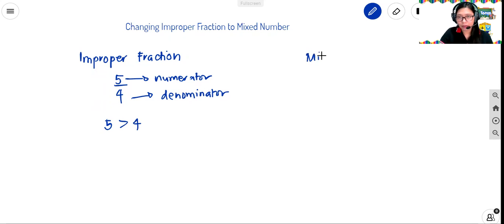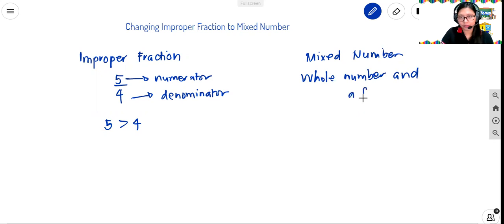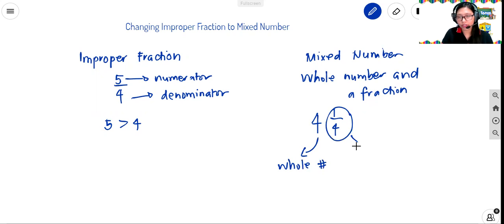Now, what is a mixed number? A mixed number is composed of a whole number and a fraction. So for example, we have 4 and 1/4. 4 here is the whole number, while 1/4 is the fraction. So again, a mixed number is a combination of a whole number and a fraction.